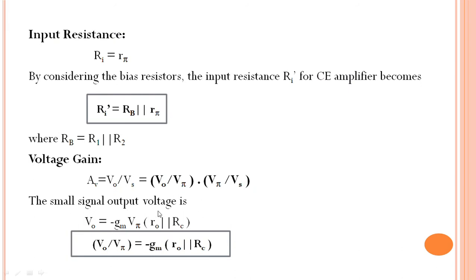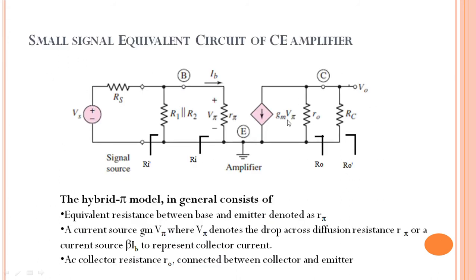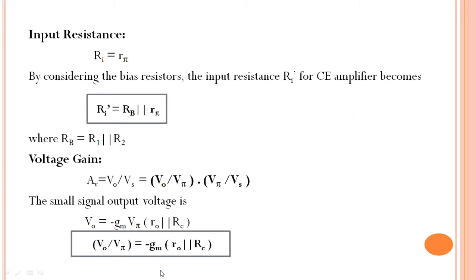So the small signal output voltage V naught is given by applying the I into R formula, where R is R naught in parallel with RC, and the current that flows through this resistor is gm into V pi. This current is flowing in the output in the opposite direction. So I can write V naught is equal to minus gm V pi into R naught parallel with RC. So from this, V naught by V pi is equal to minus gm into R naught parallel with RC.